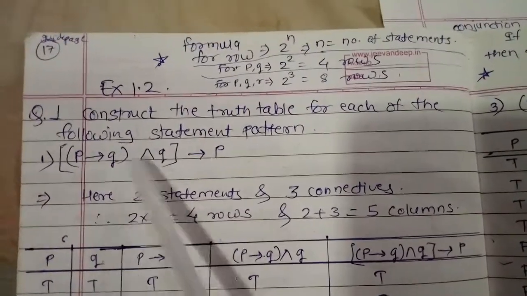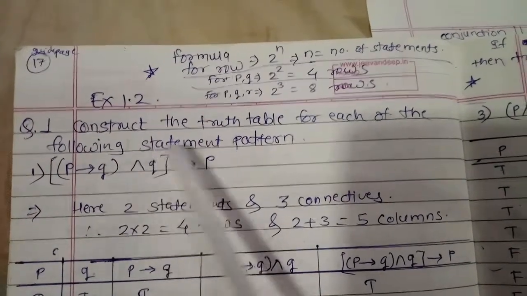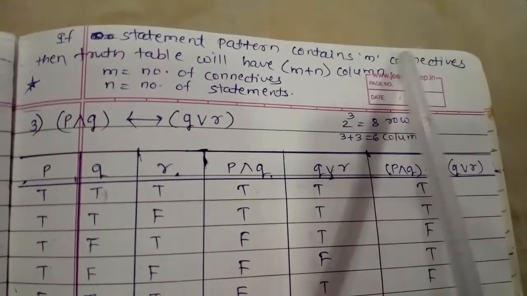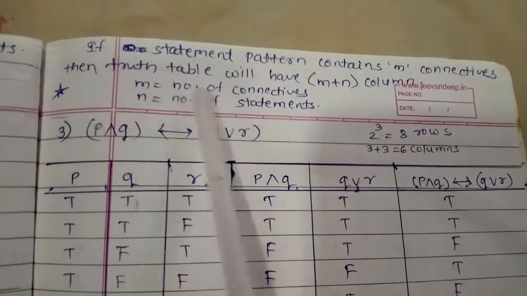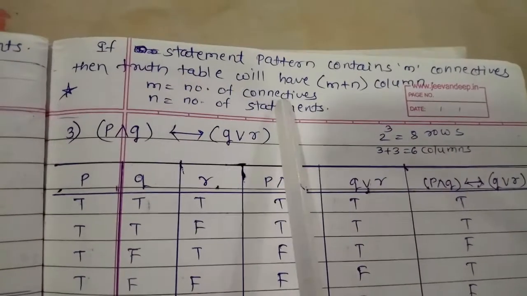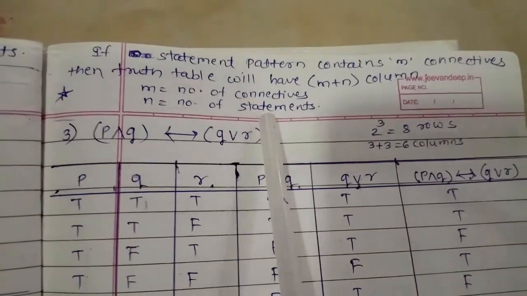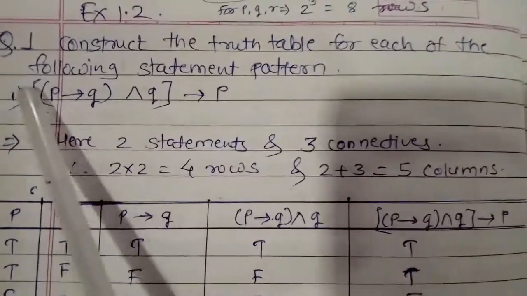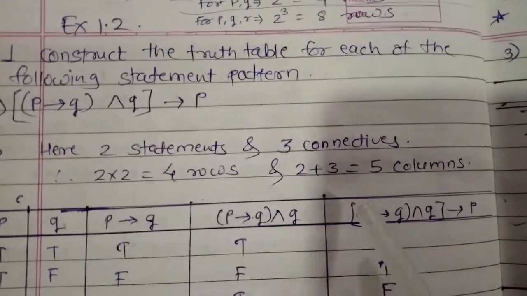Now we are going to see how to draw the columns. Now see, 2 statements are there, and how many connectives? 1, 2, 3. 3 connectives are there. So there is one rule, that is if the statement pattern contains m connectives, then the truth table will have m plus n columns. So m is the number of connectives and n is the number of statements. So see, how many connectives are there? 1, 2 and 3.